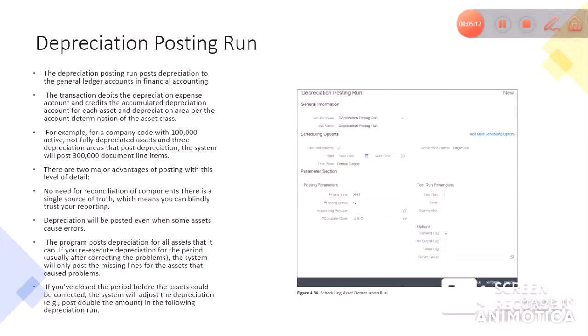There are two major advantages of posting with this level of detail. There will not be any reconciliation problems, and it will be a single source of truth, which means we can blindly depend on the reporting. Depreciation will be posted even when some assets cause errors. The program posts depreciation for all assets that it can. If you re-execute depreciation for the period, it will only post to the missing lines for the assets that caused problems. If you have closed the period before the assets could be corrected, the system will adjust the depreciation. It will post double the amount in the following depreciation run.